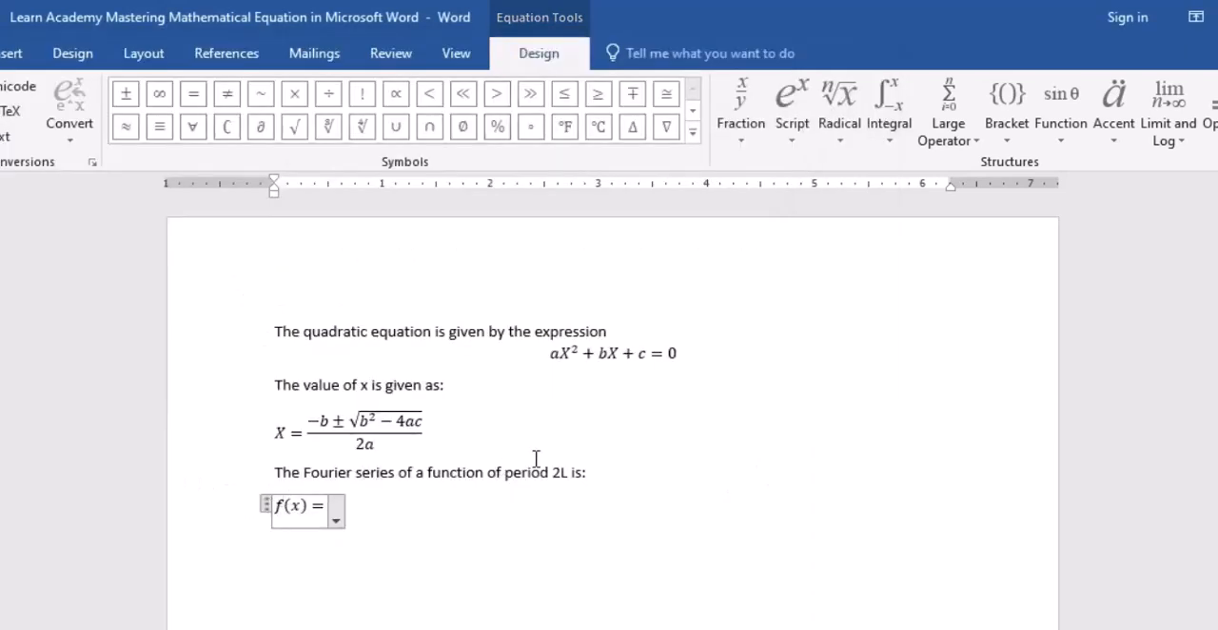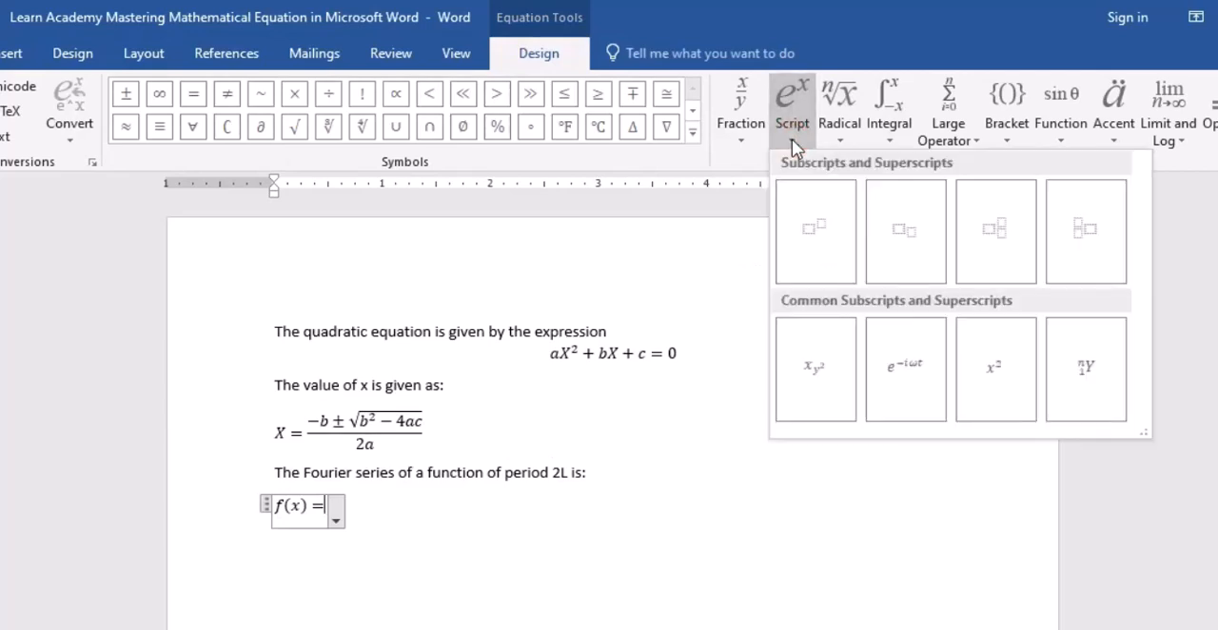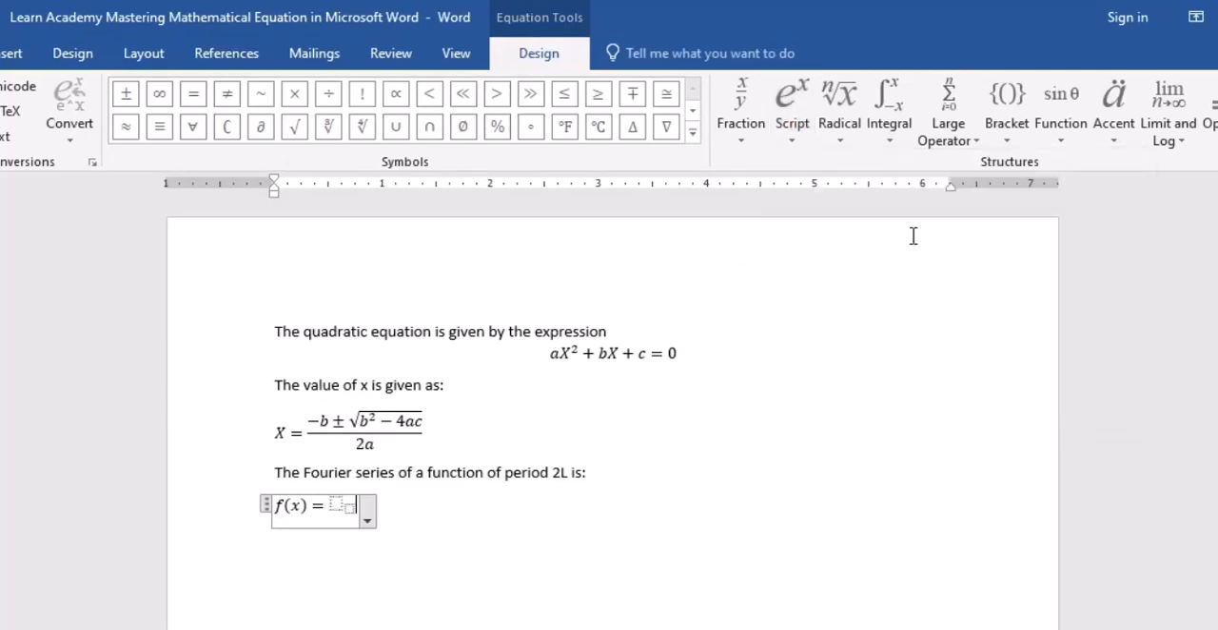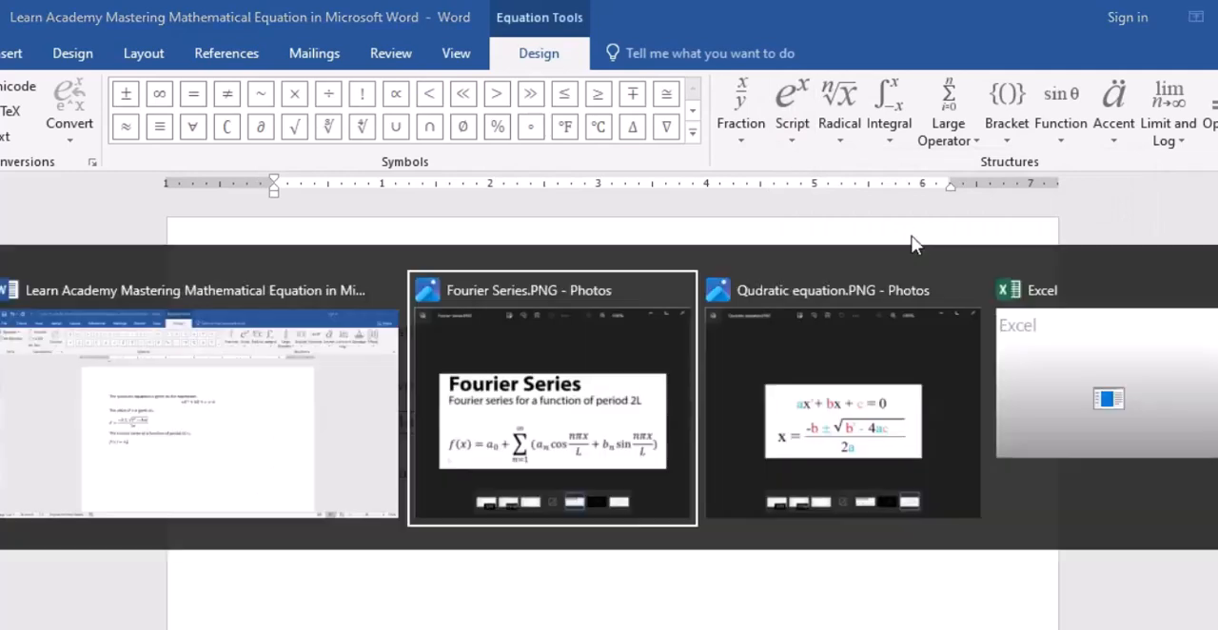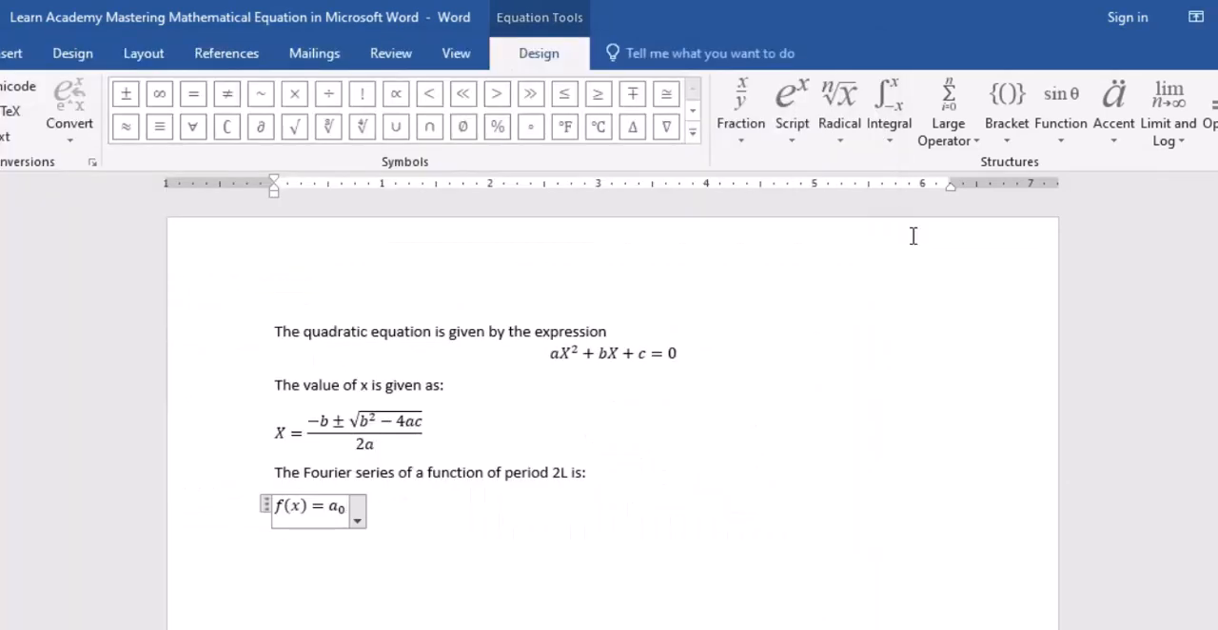So what do I do? I go to the scripts under the structure. I go to the script, then I put in my subscripts. So I have my a, then I move to the next square bracket, 0. You can see I have my a subscript 0. Then I'm having a plus. I can use my keyboard to insert a plus symbol.